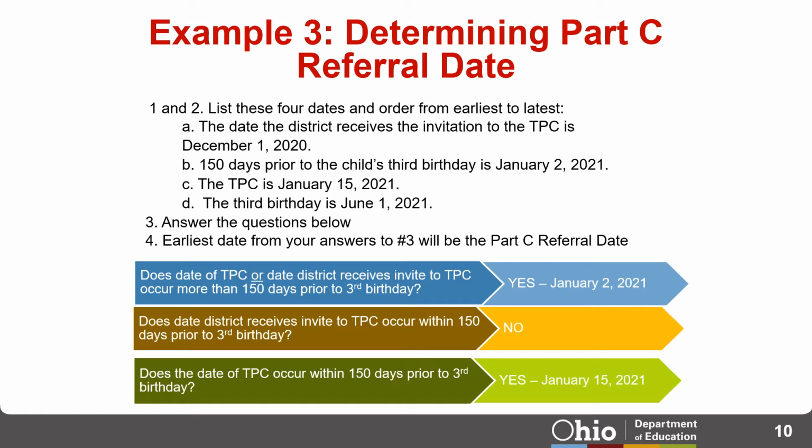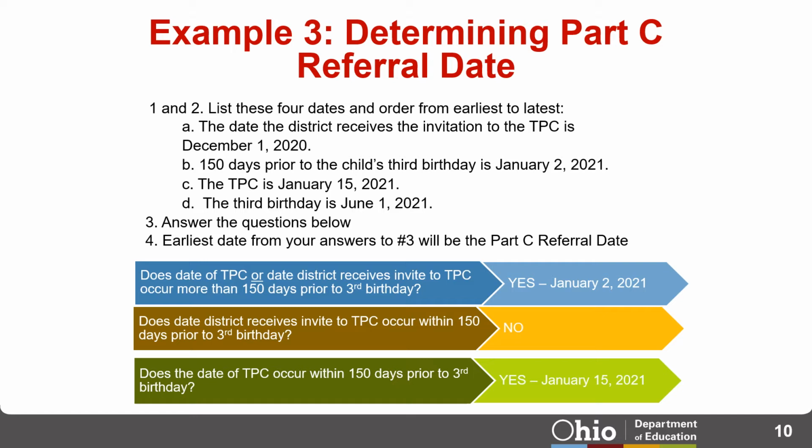Does the transition planning conference or notification from Part C occur more than 150 days prior to the child's 3rd birthday? Yes. The response is yes because the question asks if either of those 2 dates are beyond the 150 days. In this example, the notification from Part C, December 1st, 2020, occurred before the 150-day date, January 2nd, 2021. So we would write down the 150-day date of January 2nd, 2021.